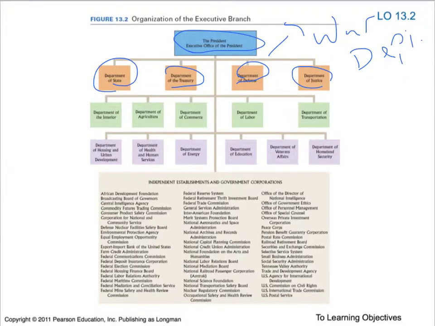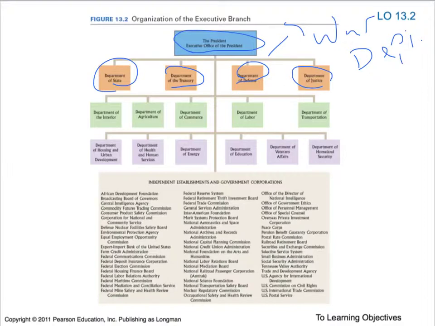Department of the Interior, which deals with national parks and government land, Department of Agriculture, Department of Commerce, Department of Labor, Department of Transportation. Then you have Housing and Urban Development, Health and Human Services, Energy, Education, Veterans Affairs, and Homeland Security. Homeland Security is the newest of these.